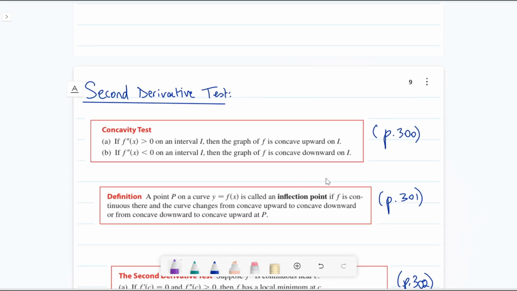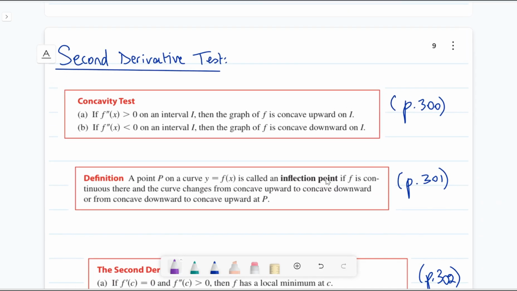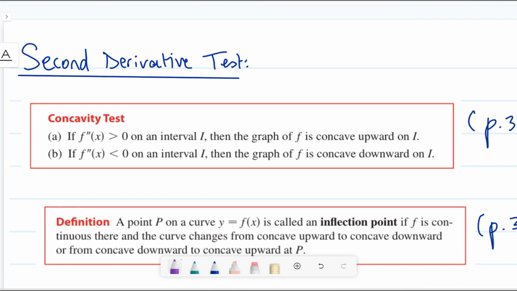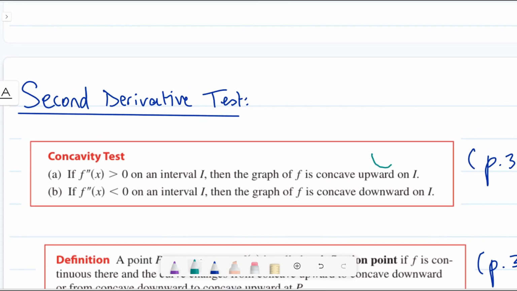Now let us look at the second derivative test. There are several things we will look at before the second derivative test. So let's look at the concavity test. If the second derivative of f is greater than 0 on an interval I, then the graph of f is concave upwards. Concave upwards means like this. If, however, the second derivative is less than 0 on an interval I, then the graph of f is concave downwards. So like this.